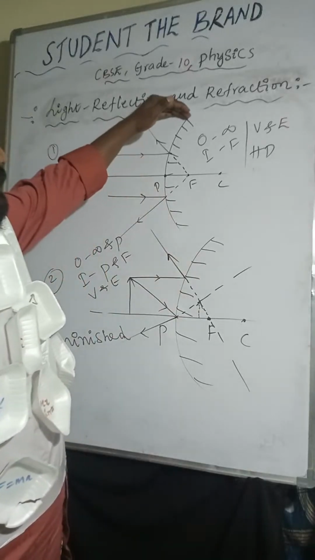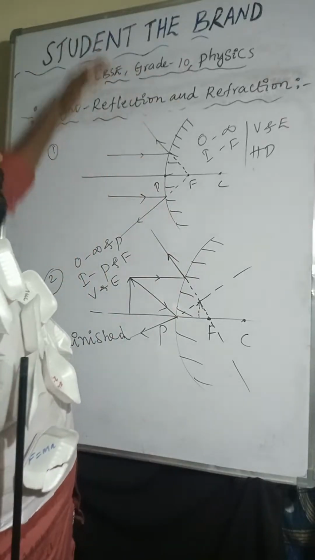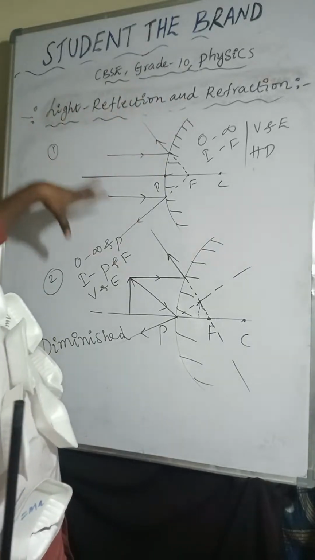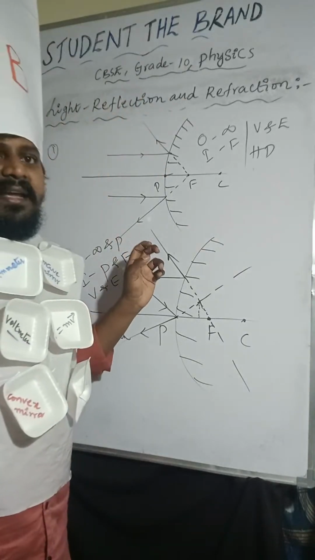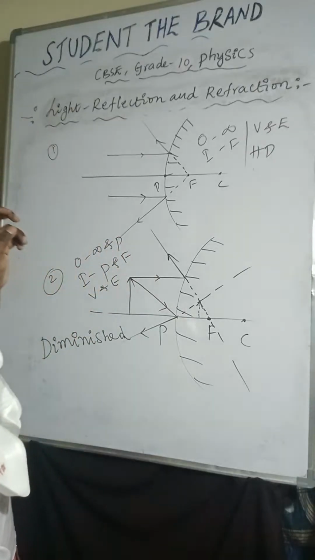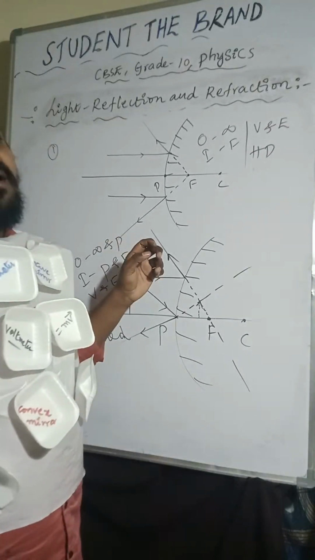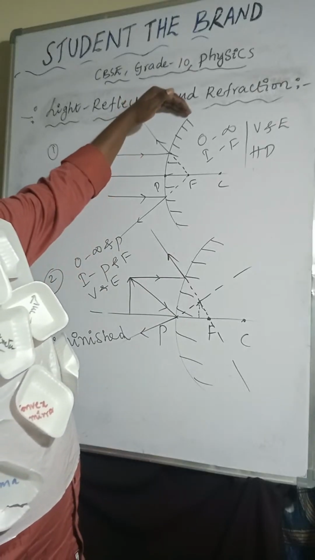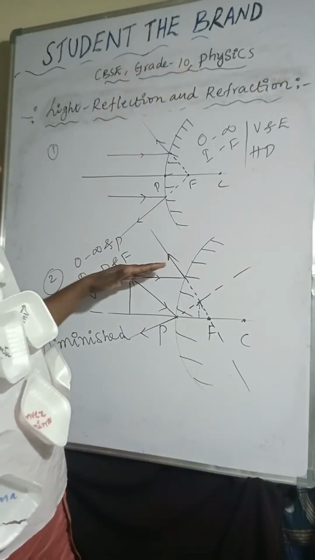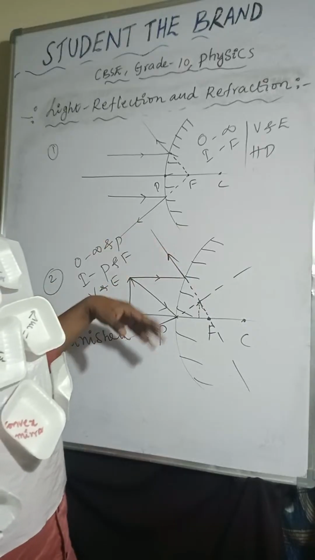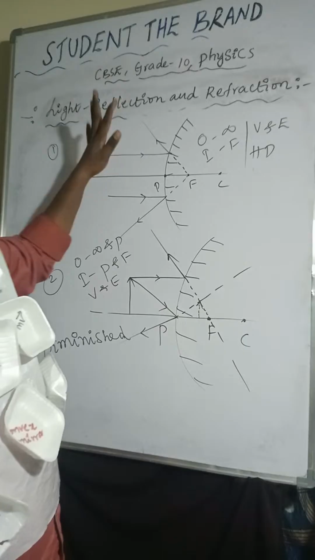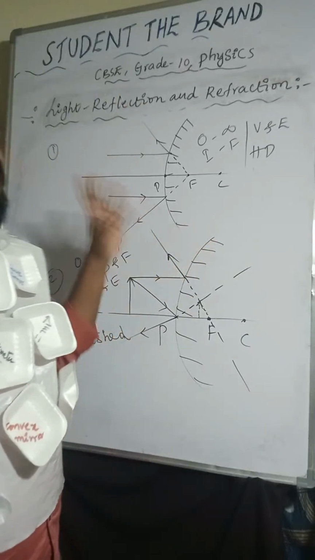The region between two extreme reflected light rays, or the ends of the reflected light rays, is called the field of view. Beyond that point there is no reflection, and here also, beyond this point, there is no reflection. So within this region, if you place any object, we are able to see it. That is why it is called field of view.